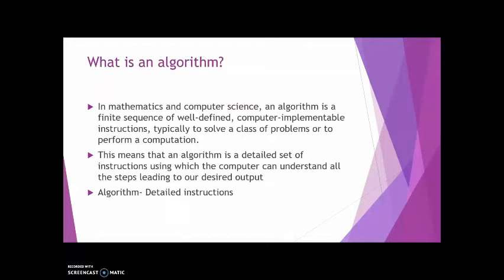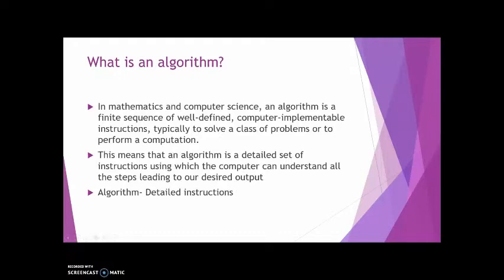Starting with what is an algorithm. In mathematics and computer science, an algorithm is a finite sequence of well-defined, computer-implementable instructions, typically to solve a class of problems or to perform a computation. Now this is like a definition. Don't worry if you didn't understand a thing, I'm going to explain it now.